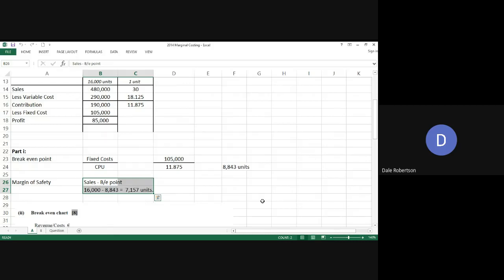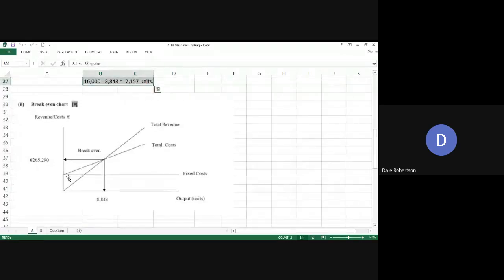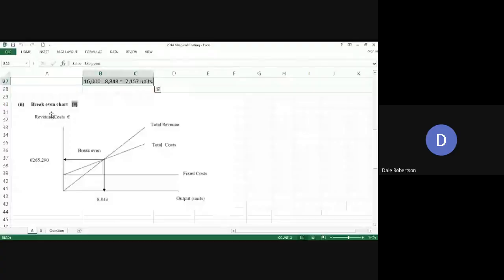Question B says, roughly sketch a graph showing your break-even point. Well, there's 8 marks for this graph, and I'm just going to show you some of the key features that need to be in it. So this is lifted from the marking scheme. So first off, fixed costs is a horizontal line because they stay at 105,000 regardless of your output. I suppose I should mention here, this is euro, costs or revenue, and this is units. So that's 105,000 euro horizontal, regardless of whether you make one hoodie or you make 10,000 hoodies.